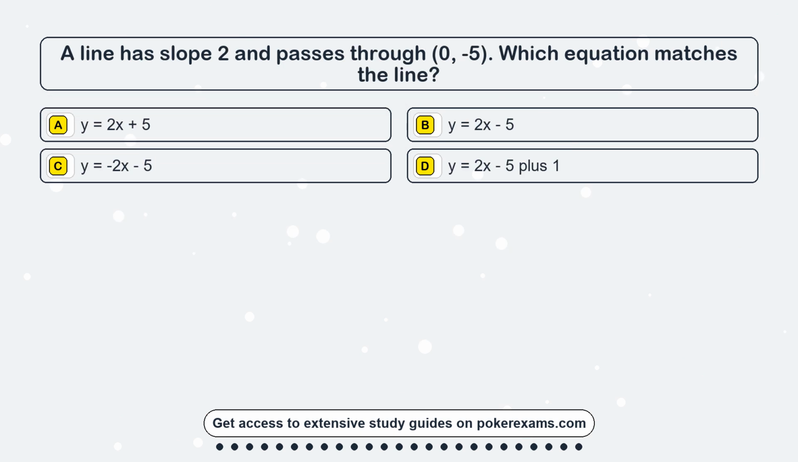Question 14. A line has slope 2 and passes through (0, -5). Which equation matches the line? Option A y equals 2x plus 5. Option B y equals 2x minus 5. Option C y equals -2x minus 5. Option D y equals 2x minus 5 plus 1.